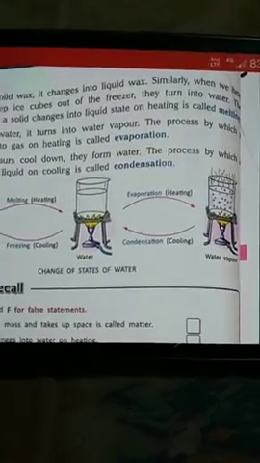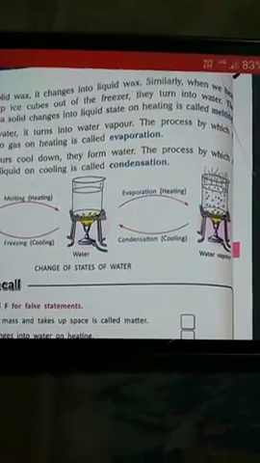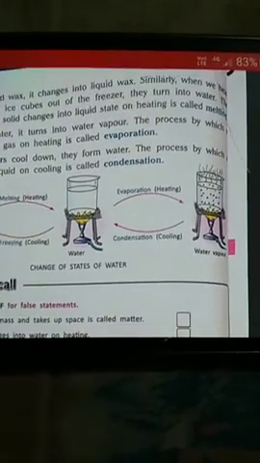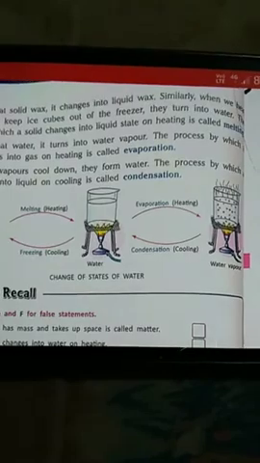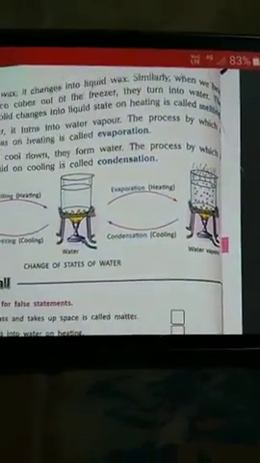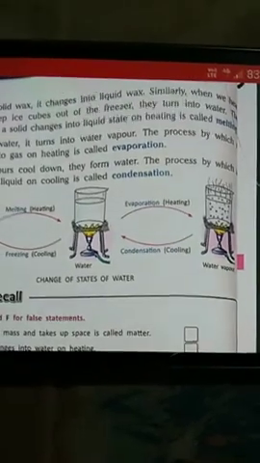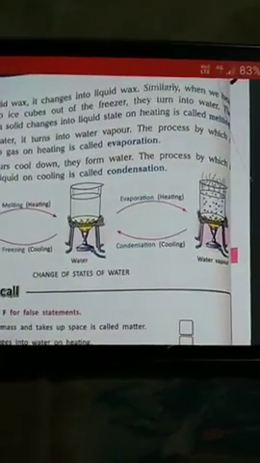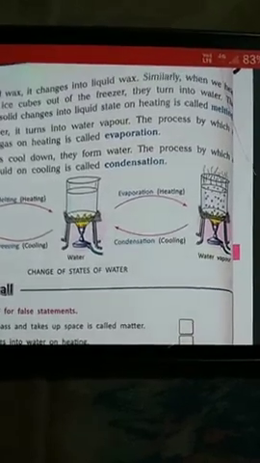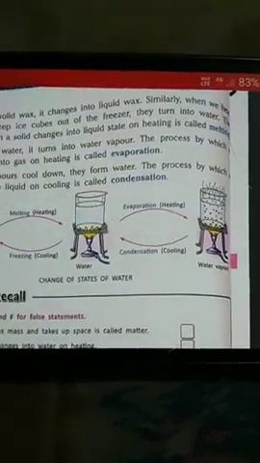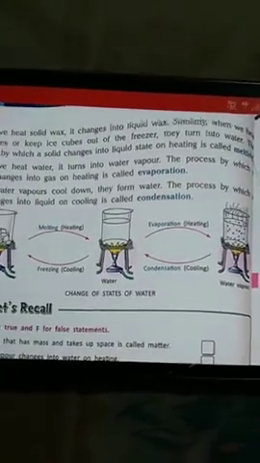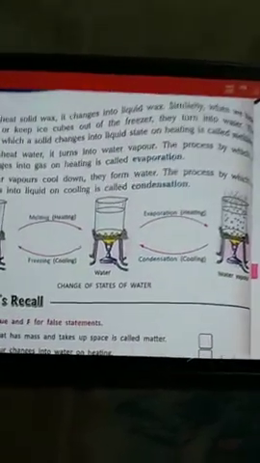Inside the freezer the temperature was very low, that's why water changed into ice. But when you keep those ice cubes out of the freezer at room temperature, the room temperature is higher than the temperature inside the freezer. That's why the ice cubes start to melt, which means the solid has changed into liquid.